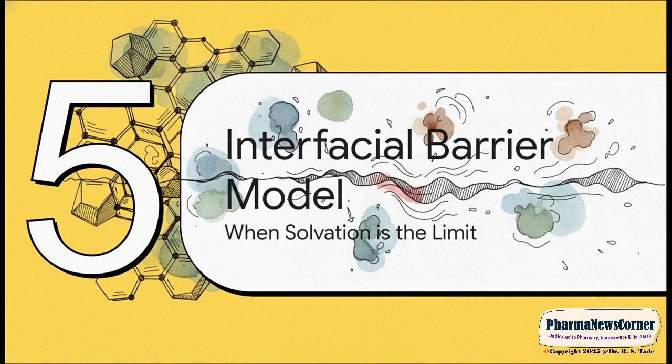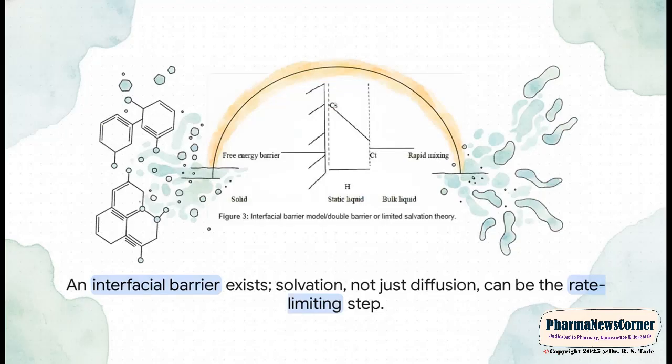Now, all the models we've looked at so far have one thing in common. They all assume that the slow step, the bottleneck, is diffusion. But what if it's not? That's the exact question that our last theory, the interfacial barrier model, tries to answer. This model suggests that before a drug molecule can even think about diffusing away, it has to overcome an energy barrier. It's the energy that it takes for that one single molecule to literally break free from its crystal structure and to enter the liquid. So from this point of view, the real bottleneck isn't the journey away from the surface, it's the act of getting off the surface to begin with.